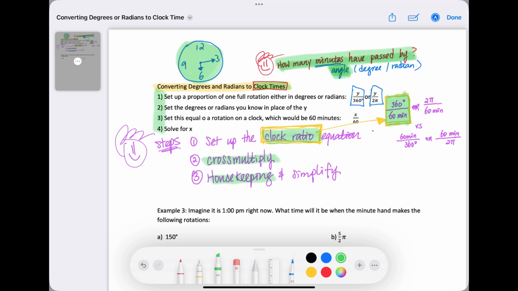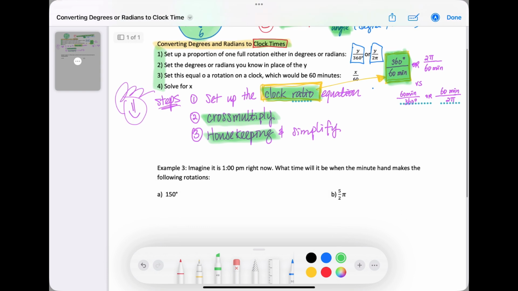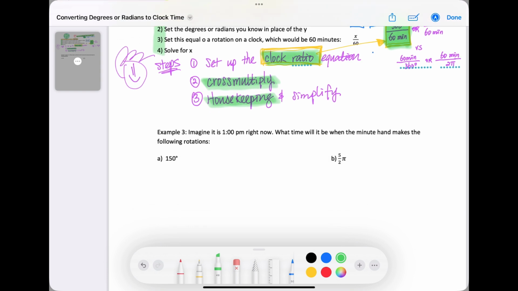You can take a look at those four steps. In the classroom, I mentioned step 1: you're going to set up the clock ratio equation by using the key point, 360 degrees equivalent to 60 minutes. Then step 2, we're going to cross multiply. And step 3, housekeeping and get the final answer.